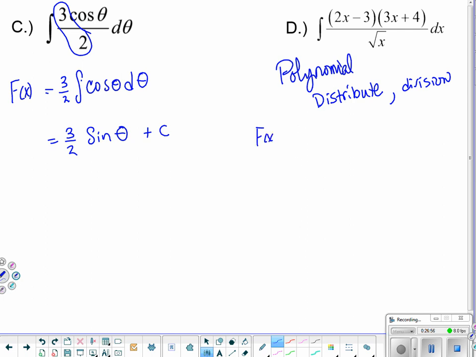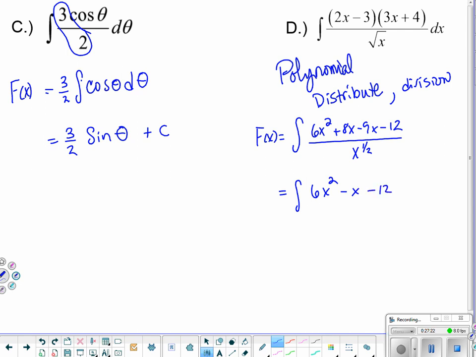Our function is going to be first times first gives me 6x squared. I pick up 8x, a minus 9x, and a minus 12 all over x to the 1/2. Rewrite that a bit. Okay, there's a little bit of simplifying up on top before I start doing the division step. I get negative x and a minus 12 over x to the 1/2.